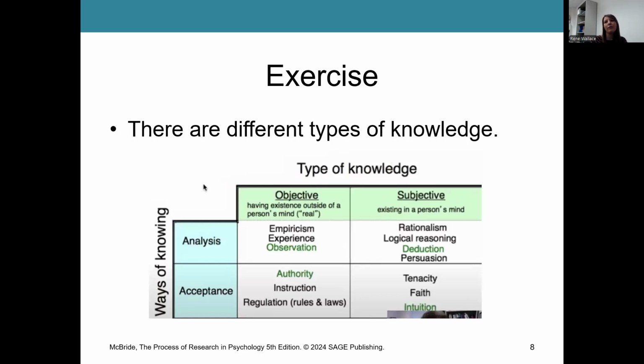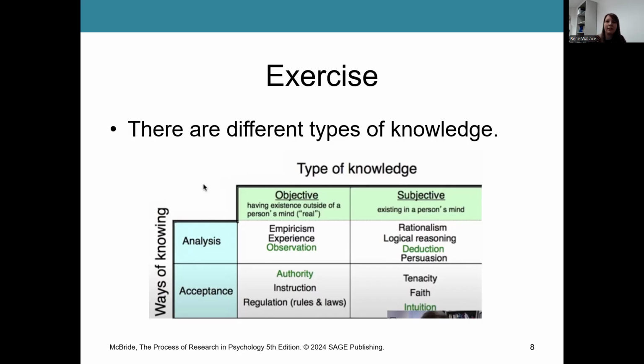So, for example, we have empiricism, experience, observation. Those things live in the objective analysis box. In the objective acceptance box, we have things like authority figures, right? Your textbook said it, your professor in class said it, instruction, regulation, rules, laws. They're objective and we all come to accept them, right? We drive on the right side of the road because we've all accepted that as a rule or a law. There's nothing in nature making us do that, compelling us to do that, but we all as a society, at least in the United States, have agreed that that's what we're going to do.